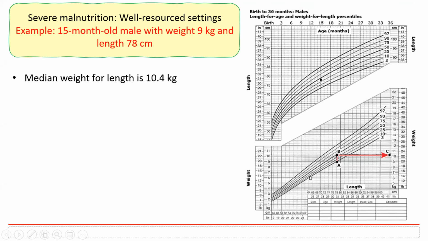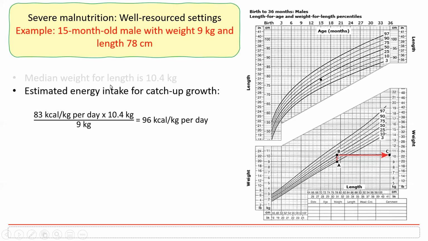So the first thing we do is we try and obtain the ideal weight for length. This is very important in this chart. This is actually a weight for length chart. This is a length for age chart up above. And we find that in this particular example, the ideal weight for this child's length is 10.4 kilograms. So that's the number to remember.